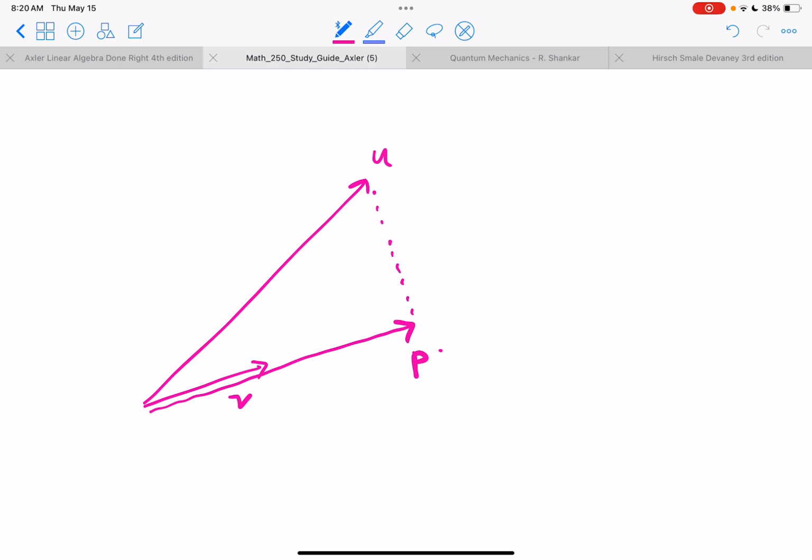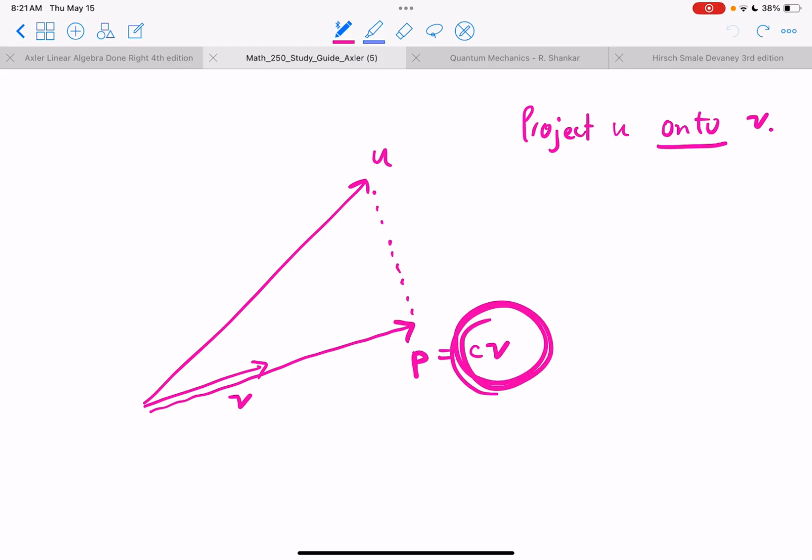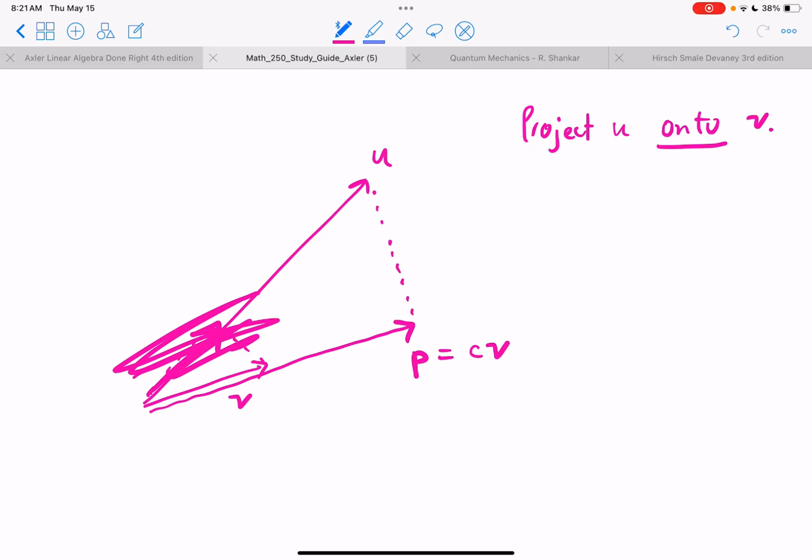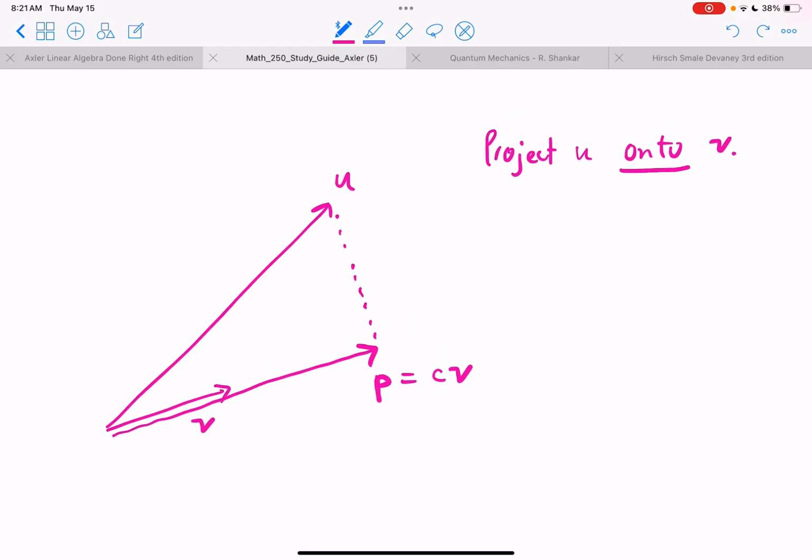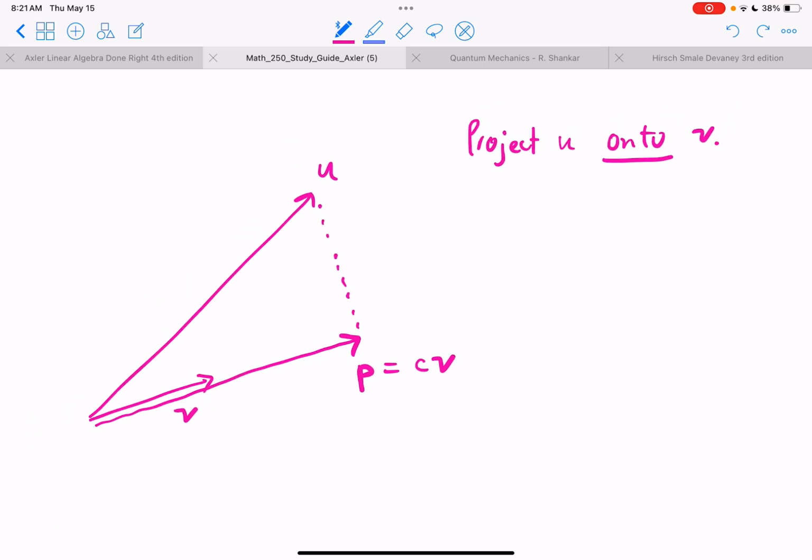Now p is by definition some scalar multiple of v, because we project u onto v. That means we're going to have some scalar multiple of v. If we were projecting v onto u, we would get something over here, 90 degrees like that. But that's not what we're doing. We could do that, but that's not what we're doing here. We have to project one onto the other, and the order matters. Okay, so let's project u onto v.